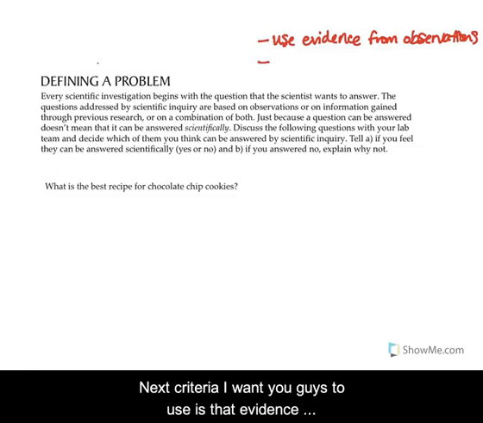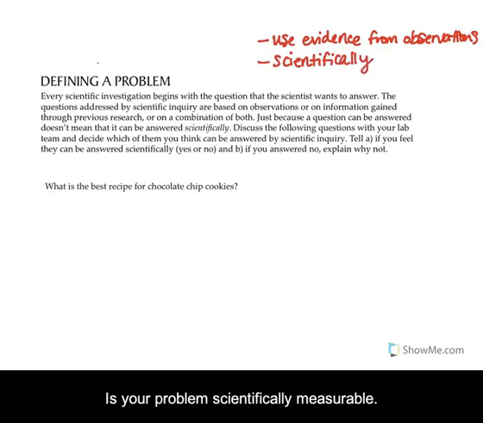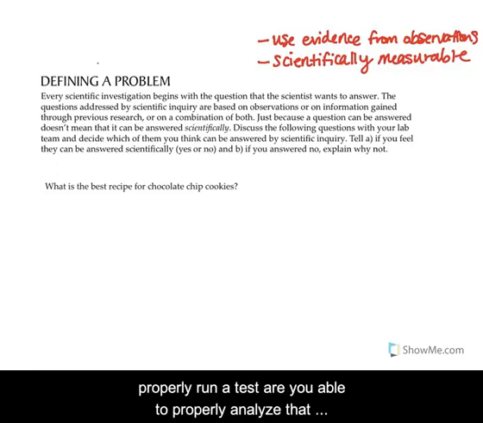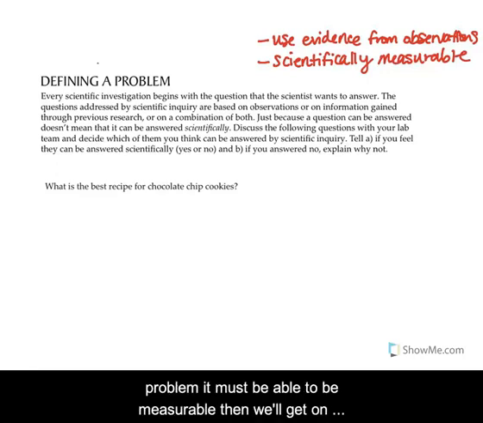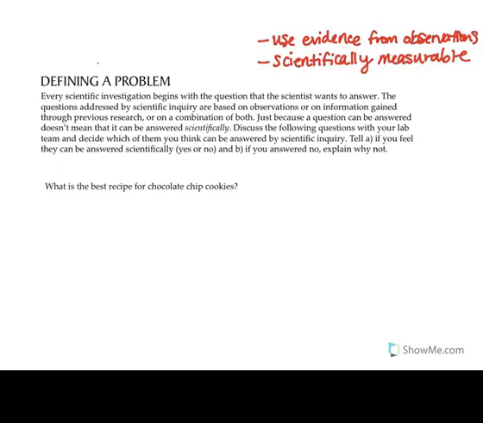The next criteria that I want you guys to use is that evidence, that data that you're observing, that you're analyzing, is it scientifically measurable? Is your problem scientifically measurable? So are you able to properly run a test? Are you able to properly analyze that problem? It must be able to be measurable. And then we'll get on to more criteria later on when we talk about forming a hypothesis.